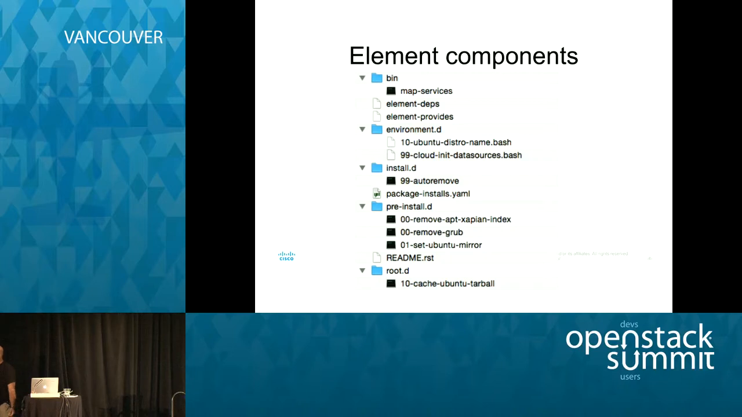Let's see what comprises an element. It's really intuitive to look at once you start looking into it. You can have a bin directory if you have any scripts that your element references. And there's a really slick order of operations that happens. It's really self-explanatory and really well documented. Some of the stuff happens before a chroot. The majority of the work happens inside of a chroot. And then it exits the chroot to do any finalizations and cleanup items. So pre-install and install all happen inside a chroot environment. The root.d happens before the chroot. That's where you download the image from the upstream.